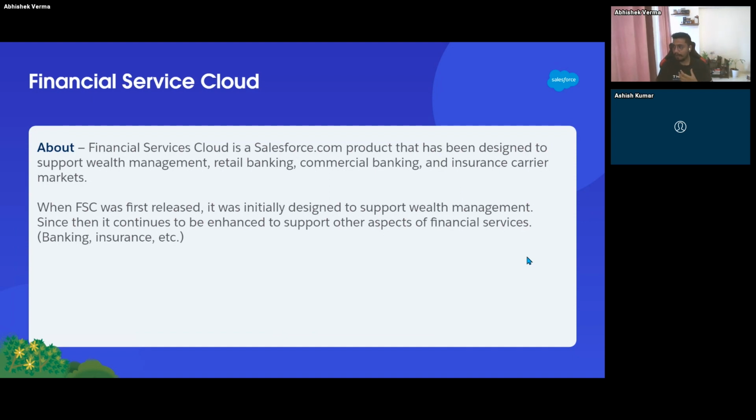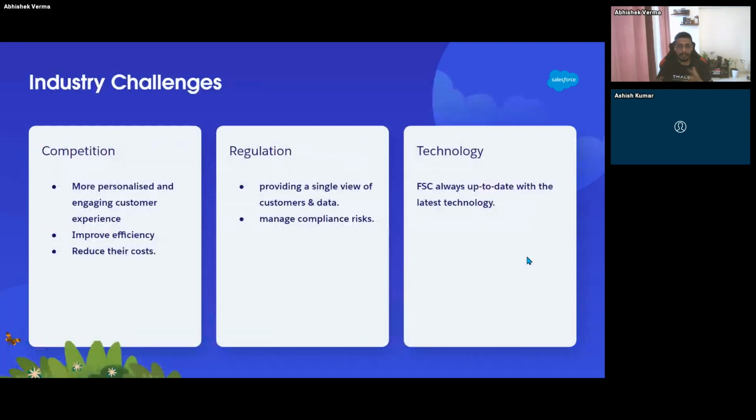And now, if you see the industry challenges, how Financial Service Cloud is solving those. So we discuss the competition.